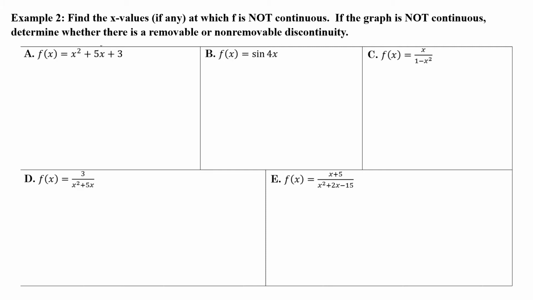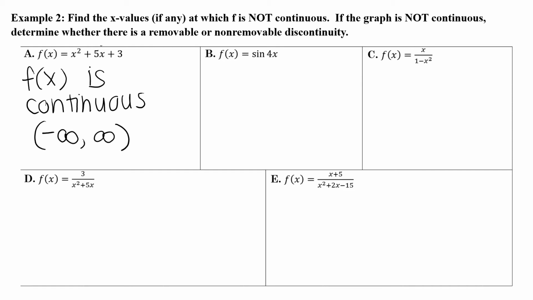In example 2, we want to find the x values, if there are any, at which f is not continuous. If the graph is not continuous, we want to determine whether there is a removable or non-removable discontinuity. So remember, our discontinuities come from holes in our graph, jumps, gaps, or vertical asymptotes. Looking at letter A, here we have f of x equals x squared plus 5x plus 3. Thinking about this quadratic equation, there's no vertical asymptotes, nothing to cancel, so we're not going to have any holes. So this function, f of x, is continuous everywhere or from negative infinity to positive infinity.